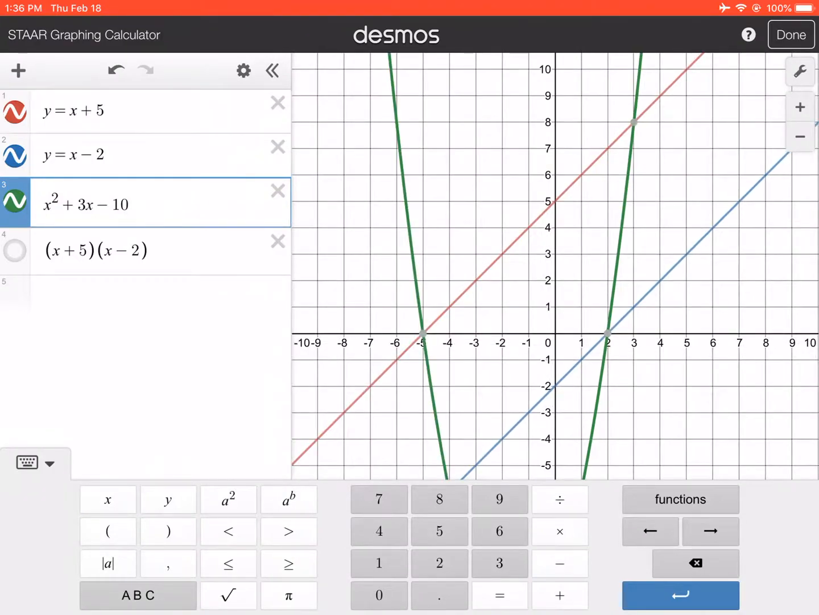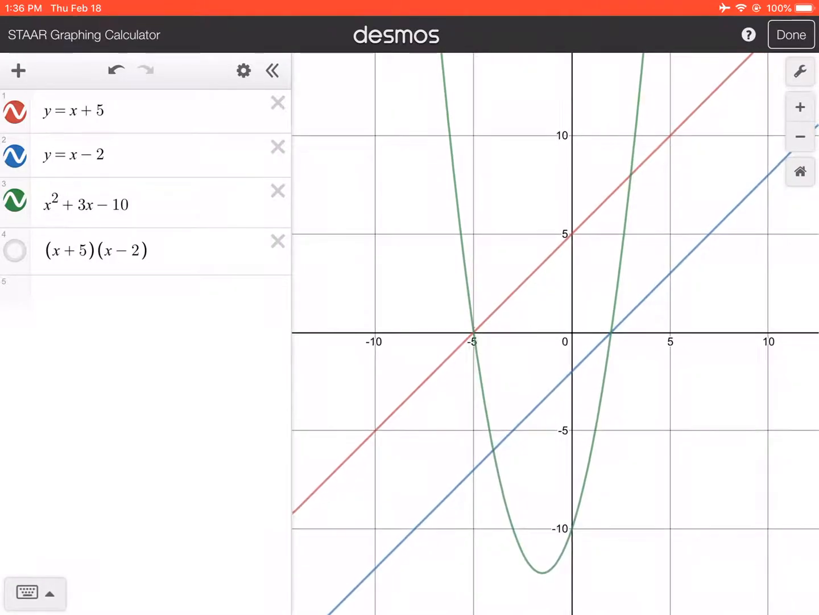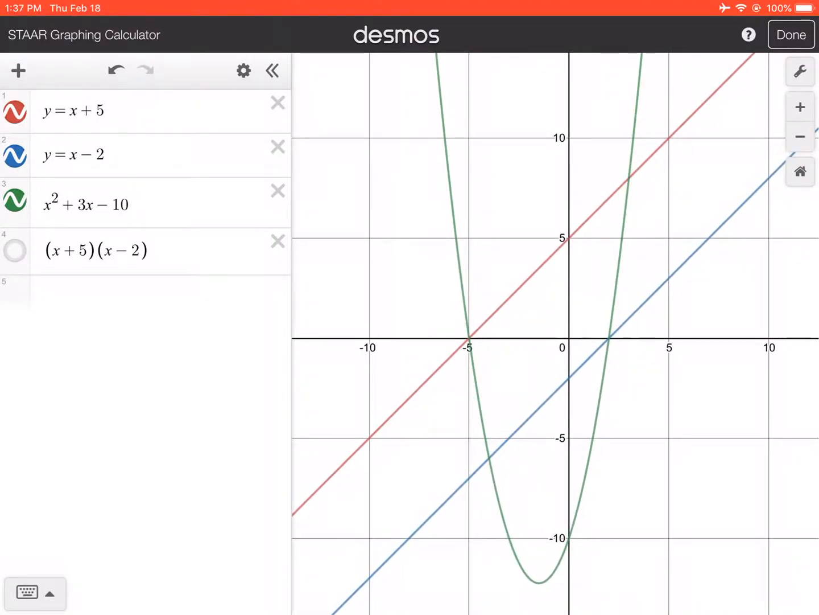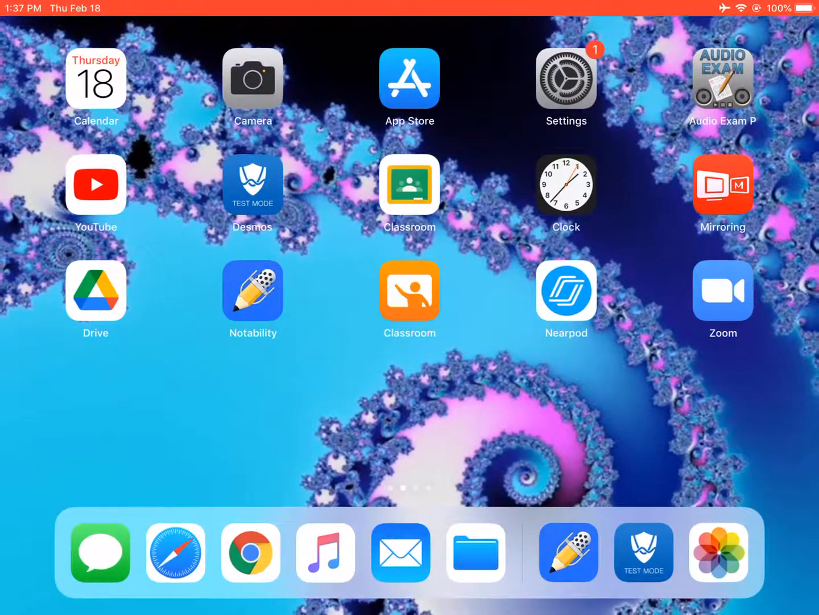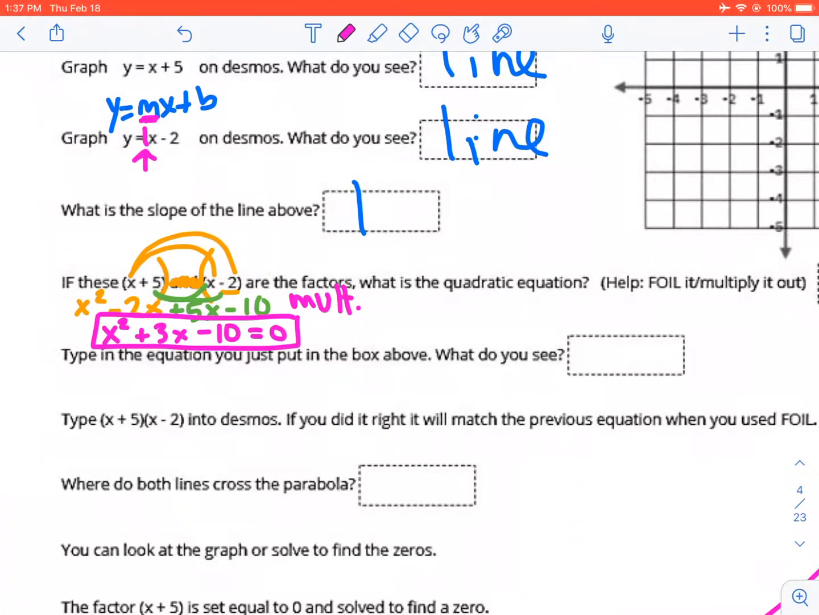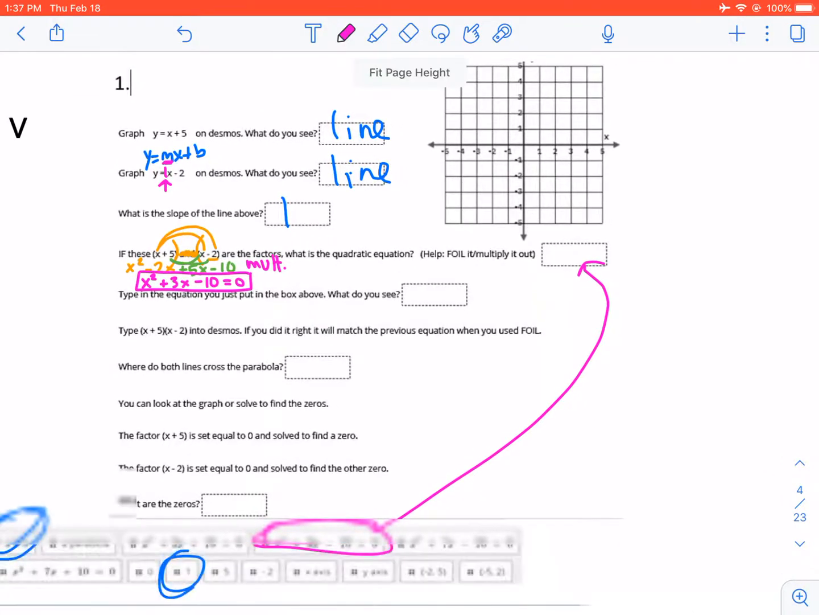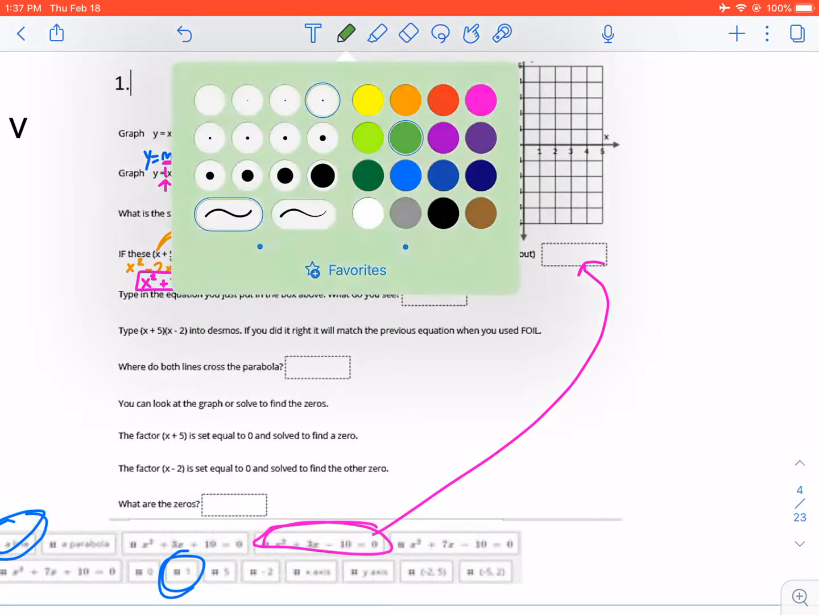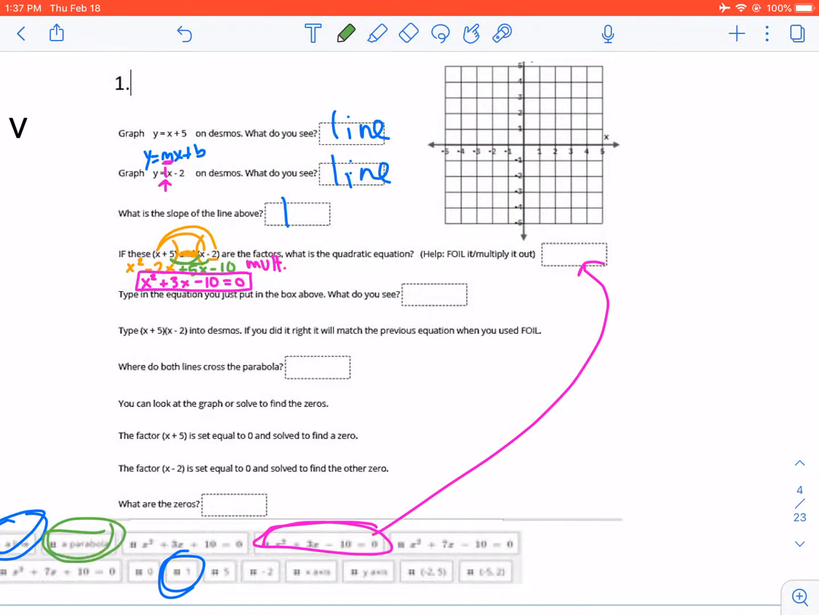Oh, I see that green. And what is that shape again? It looks kind of like a U. That is called a parabola. So we're going to go back to our answer choices. And again, down here, it was green on our Desmos, so I'll make it green here. What do we see? Parabola. We see a parabola.